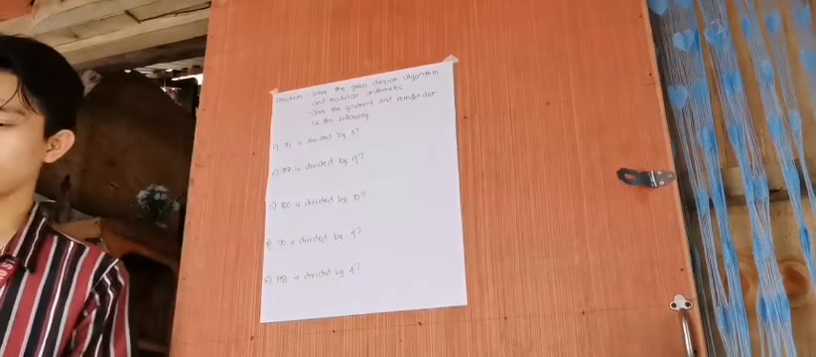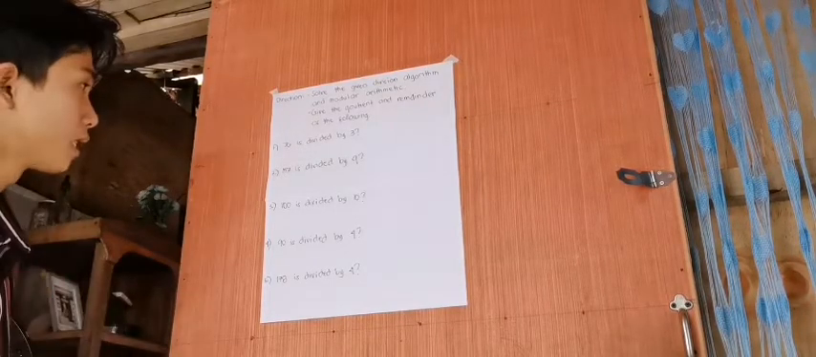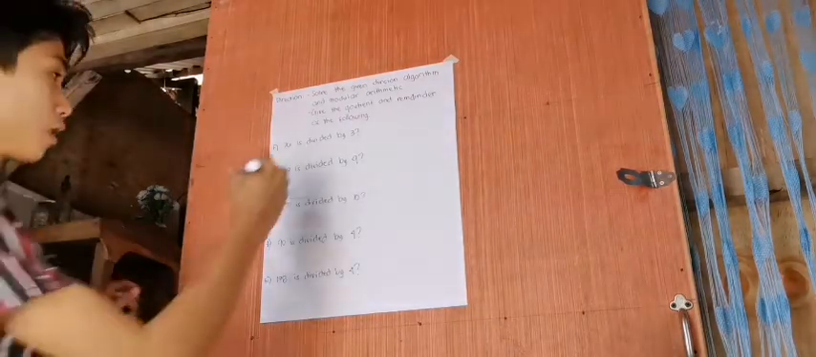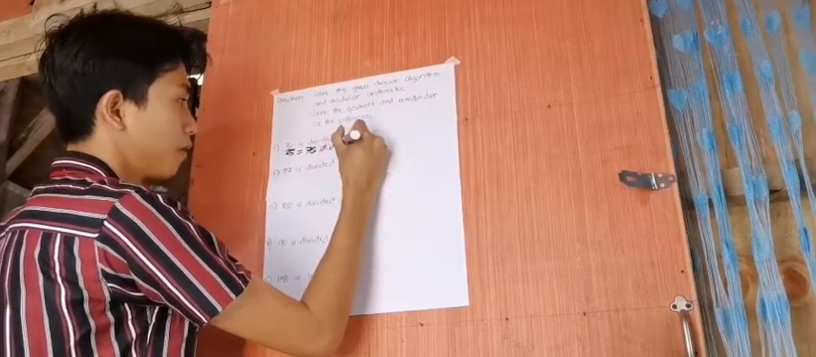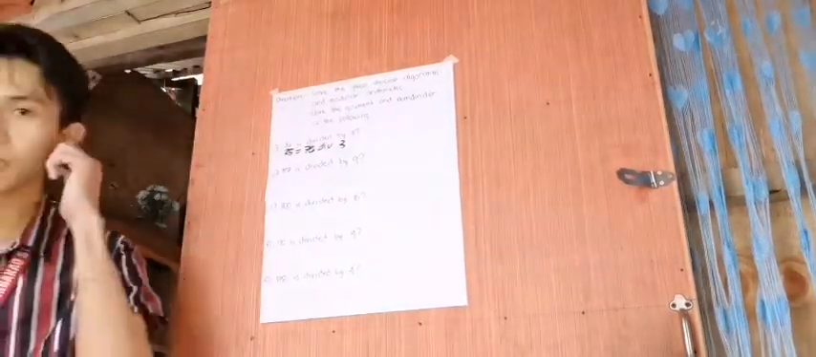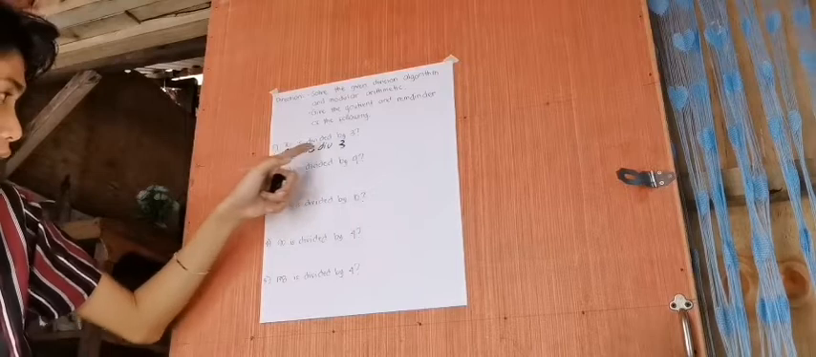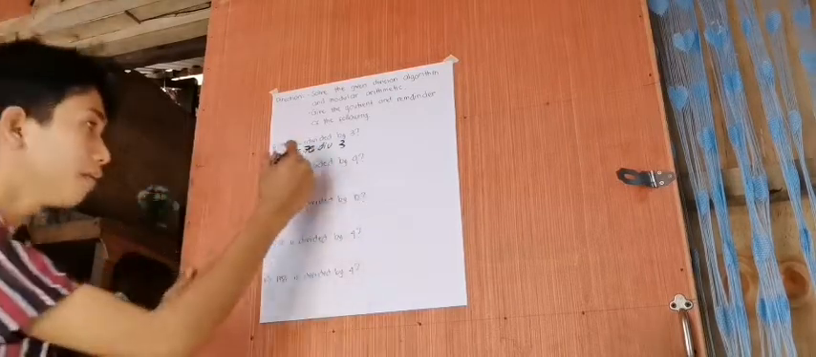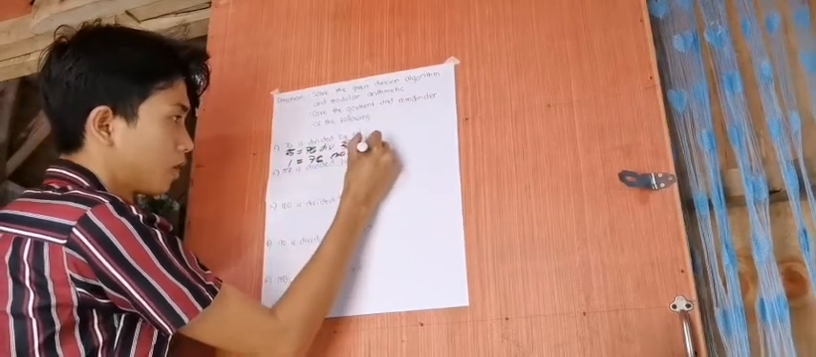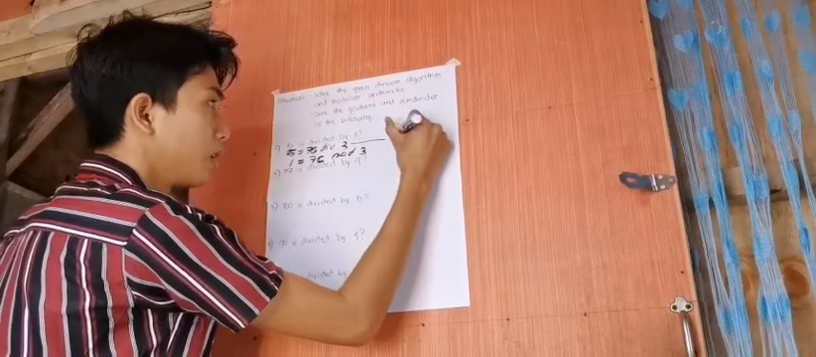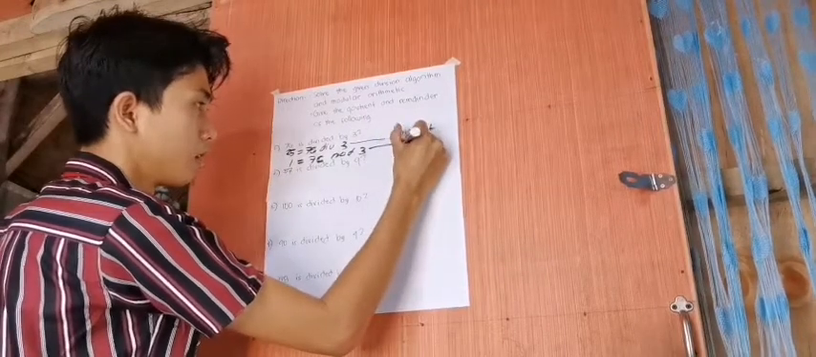Answer number 1. So 76 divided by 3, the answer is 25. 25 equals 76 div 3. And 25 times 3, so 76 minus 25 times 3. So we have 1 equals 76 mod 3. This is our quotient, and this is our remainder.